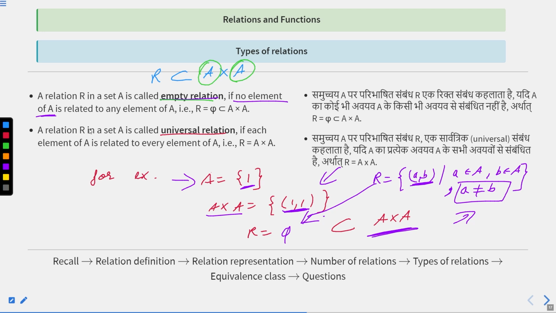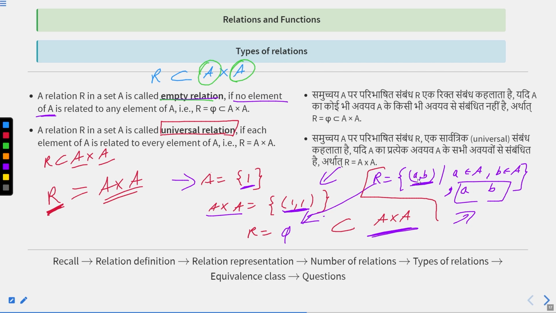The same thing goes for the universal relation. A universal relation is when R is a relation from the set A to the set A itself, and the relation is equal to the whole set A cross A. For example, if you define your relation as the collection of all ordered pairs (a, b) such that a belongs to A and b belongs to A.